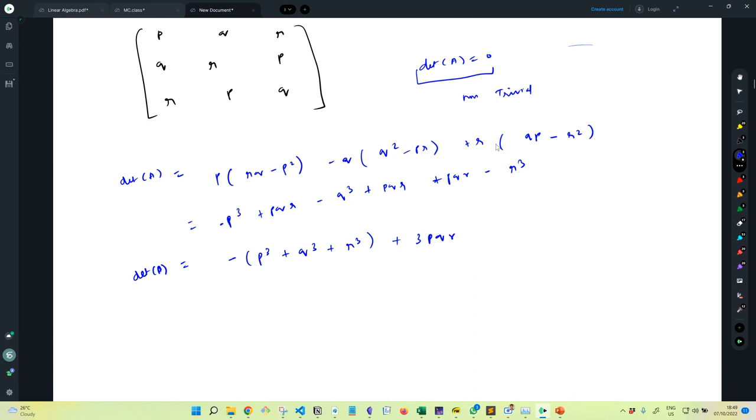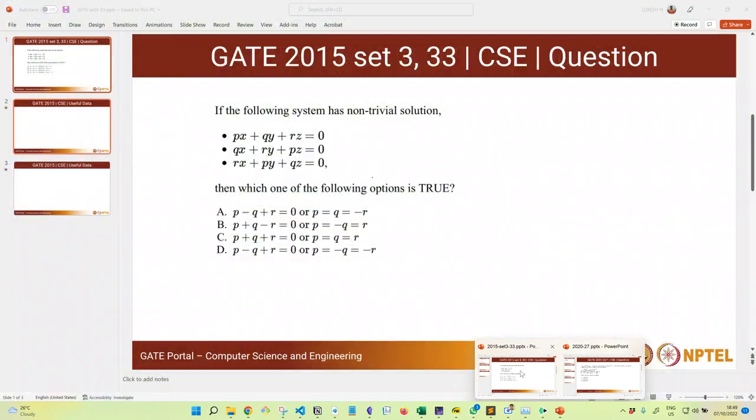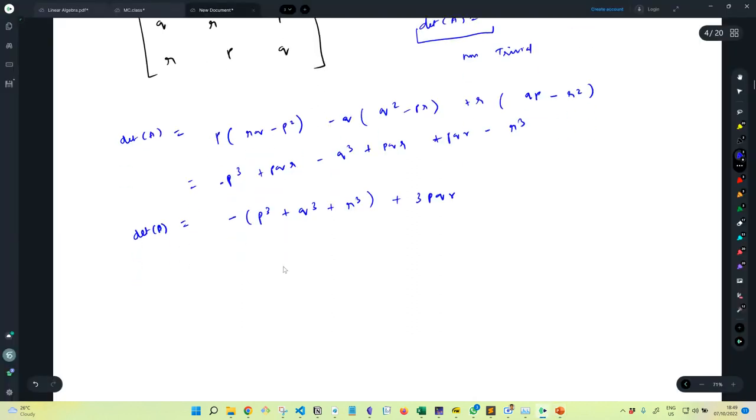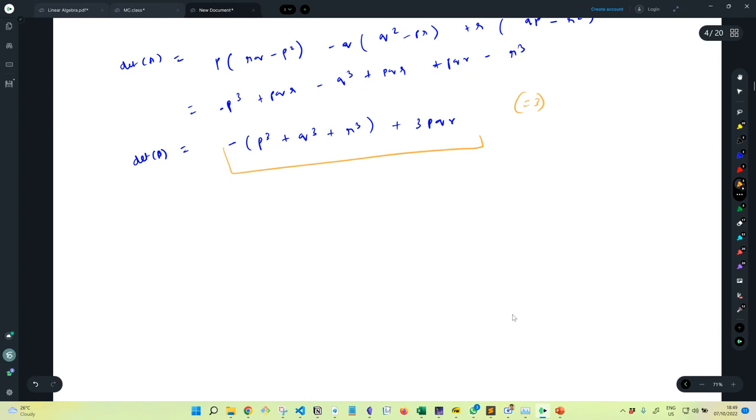Now with this I cannot apply any of these options, right? That is why I need to further simplify this equation. Now one hint you can get is, because the degree of each term in this RHS is equal to 3, let us replace this RHS with the formula for P plus Q plus R the whole cube, right?